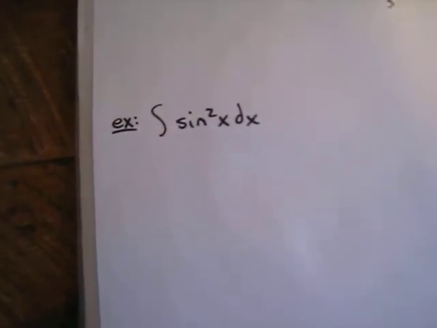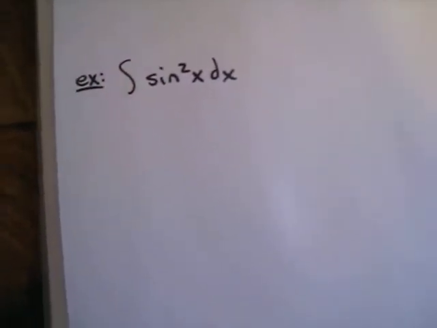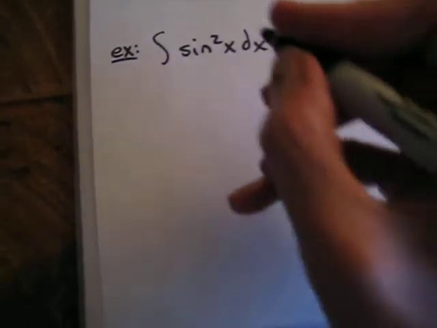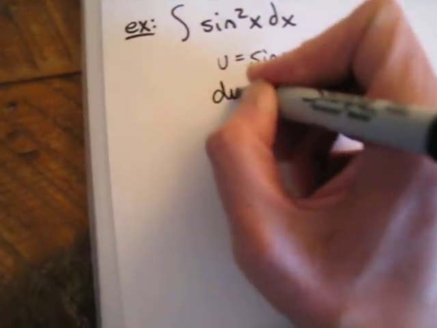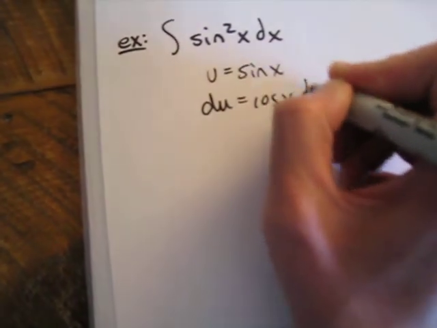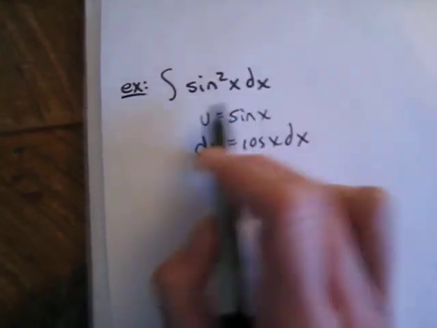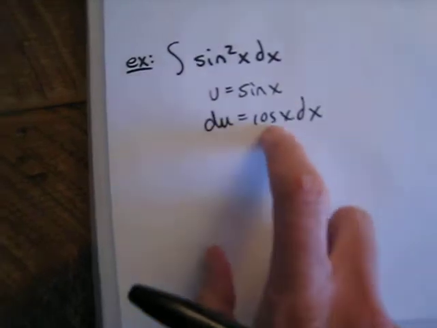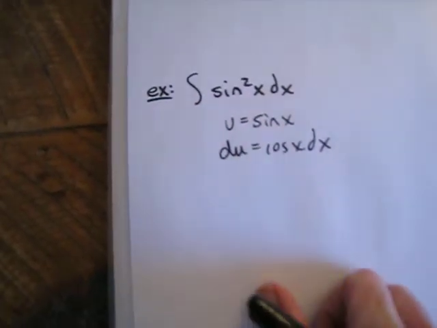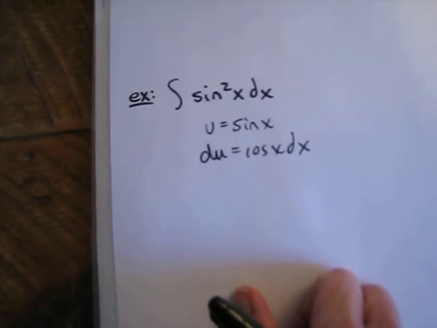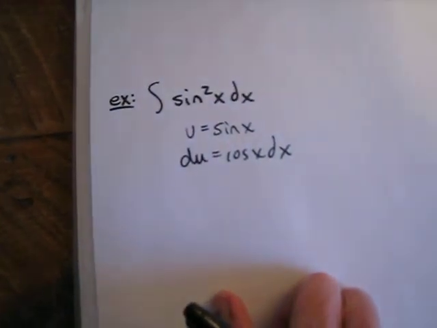How about this guy? Well, for this guy, if you let u be sine x, I think you're going to run into trouble. Du would be cosine x dx. That would mean I'd have to insert cosine x. That's a variable fudge factor. I cannot insert a cosine x and a 1 over cosine x. Those are variable fudge factors. Those are forbidden. We can't do that.